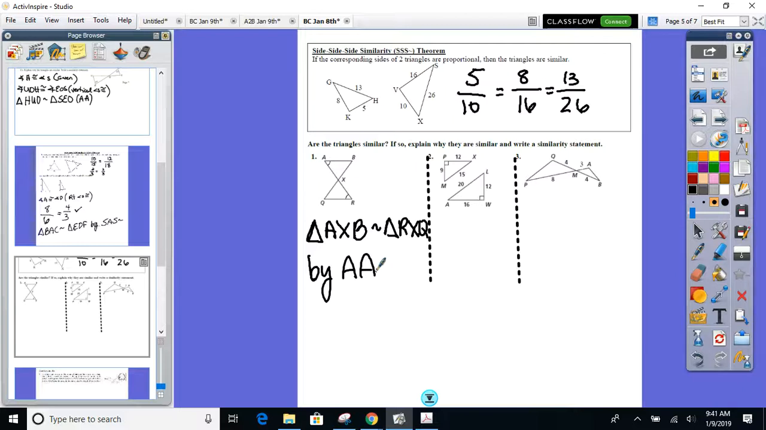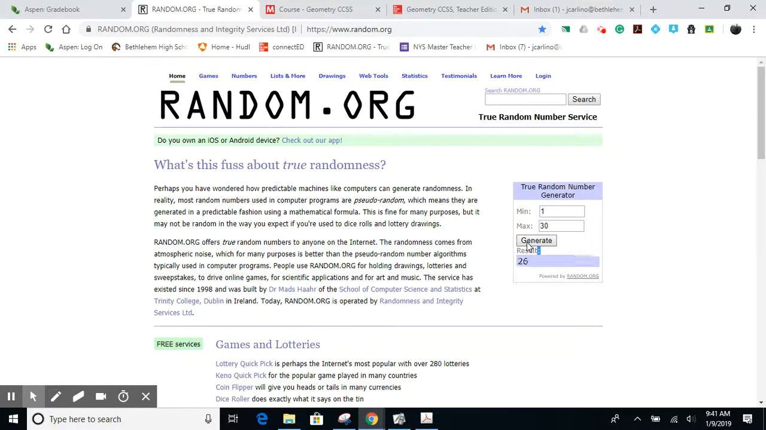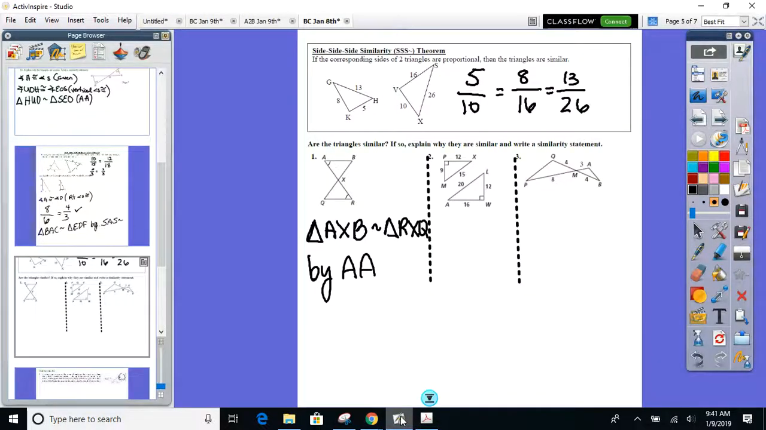All right, what about the next? What 2 methods could it possibly be before I test it out? Or, okay, you're going to make a big class decision for everybody now. Which one are we going to, because if it's similar, it's going to be both. So which one do you want to test?